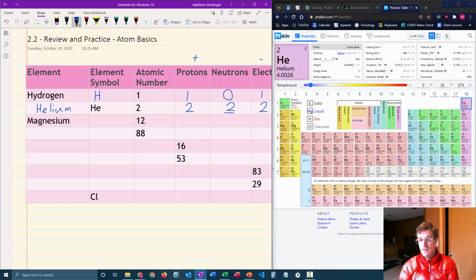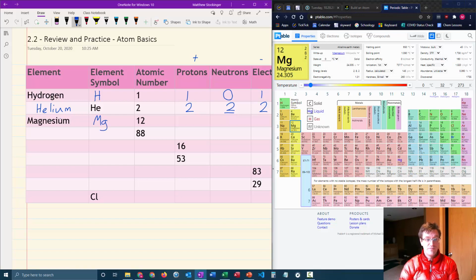Hopefully you found that magnesium is right here. Be careful. This is the one that's atomic number 12. There's also manganese, which is number 25. Sounds similar, but it's a different element. So magnesium is number 12.